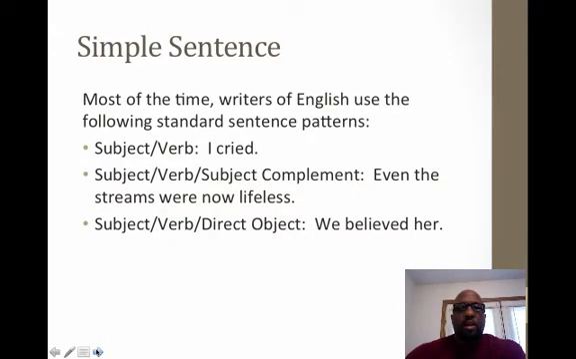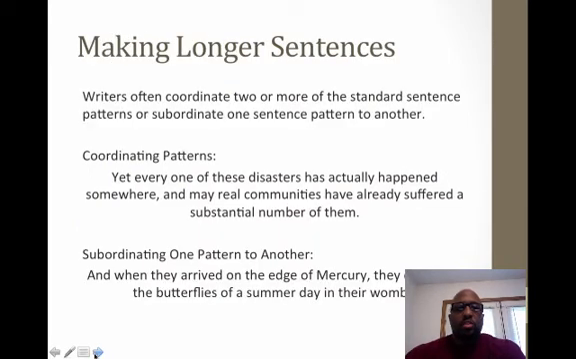So most of the time, what I'm seeing in a lot of students is writing simple sentences. So here are some examples of simple sentences where you just have the subject and the verb, or the subject, the verb, and the subject complement. Here an example would be "I cried," simple subject, simple verb. Subject, verb, subject complement: "even though the streams were now lifeless." And subject, verb, and direct object: "we believed her." Very simple. So what we want to try to do in our narratives and just in our writing in general is to make our sentences longer.